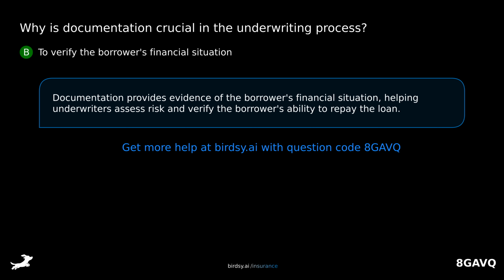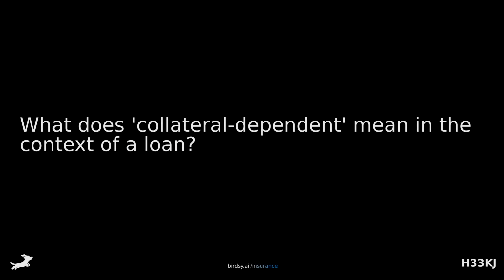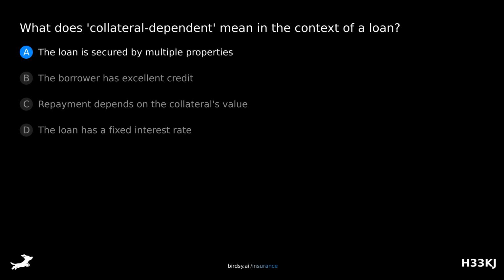Documentation provides evidence of the borrower's financial situation, helping underwriters assess risk and verify the borrower's ability to repay the loan. What does collateral-dependent mean in the context of a loan? Is it A, the loan is secured by multiple properties? B, the borrower has excellent credit? C, repayment depends on the collateral's value? Or D, the loan has a fixed interest rate? The answer is C, repayment depends on the collateral's value.